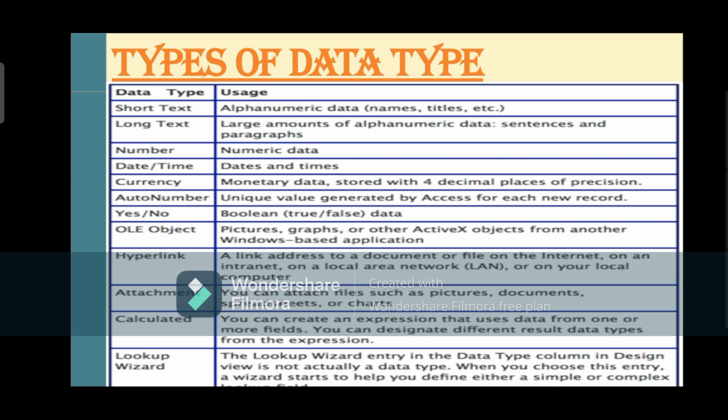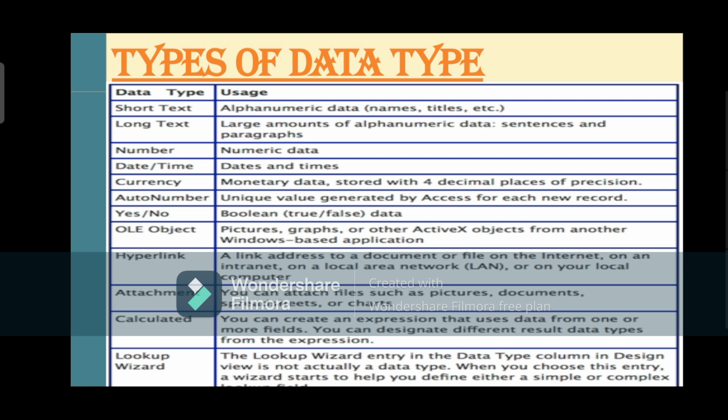Next one will be the currency data type. It is used to represent monetary value, means we can represent the currency of any particular country. Next data type will be the auto number data type. Sometimes we don't want to enter any number and we want a number to be added automatically by MS Access only. So MS Access provides an automatic number by itself, and then we should use the auto number data type.